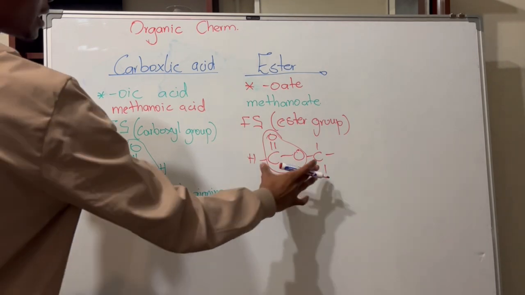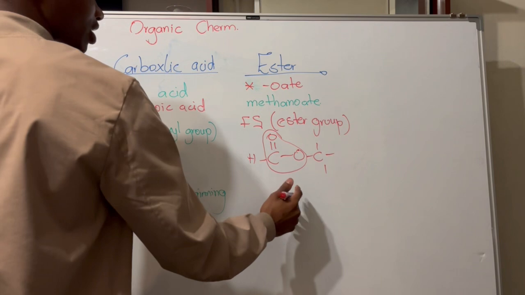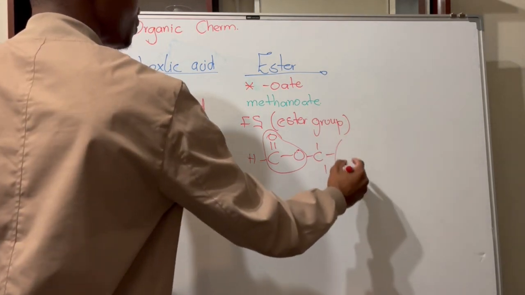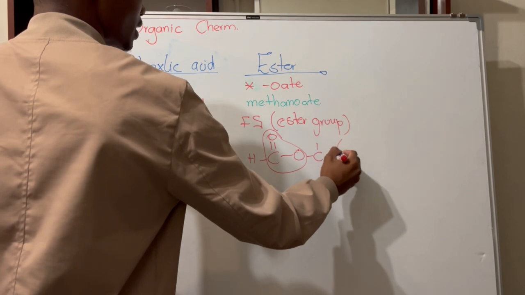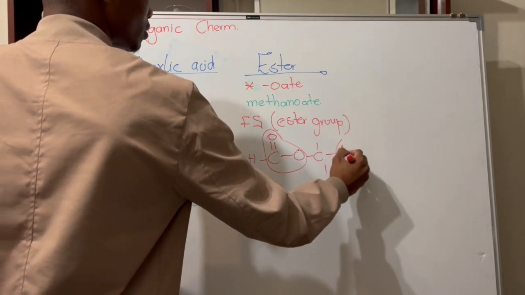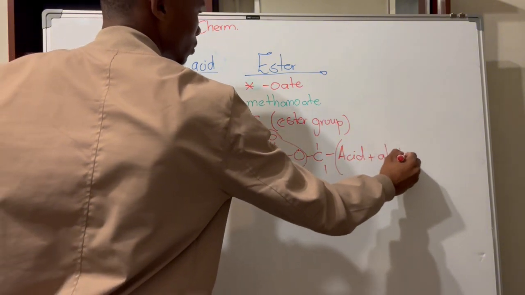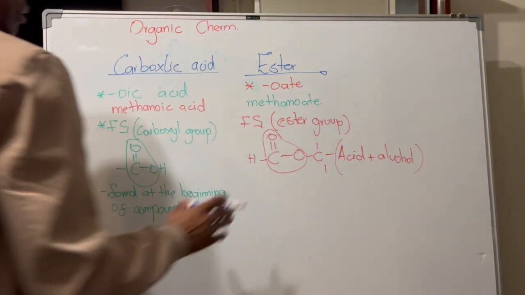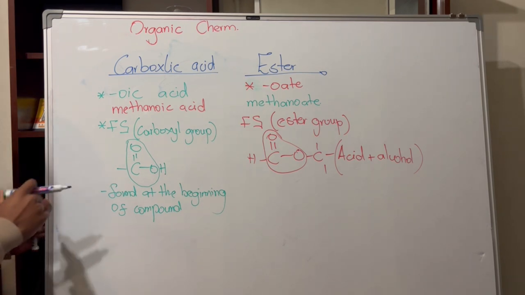And another thing that you need to know here is that this structure, it's basically an acid. An ester is made up of a what? Of an acid plus an alcohol. I'm gonna talk about the esterification process on a separate session. Sure.